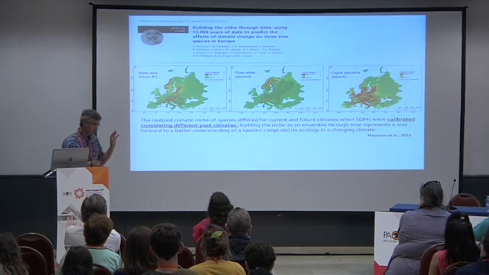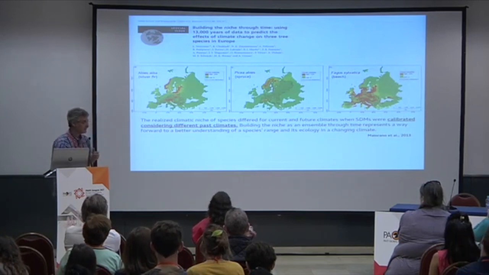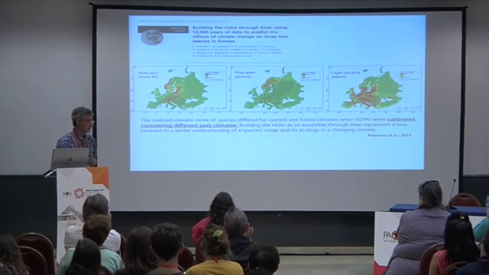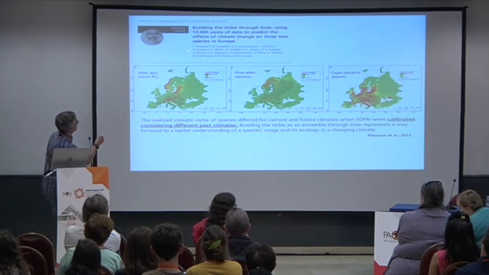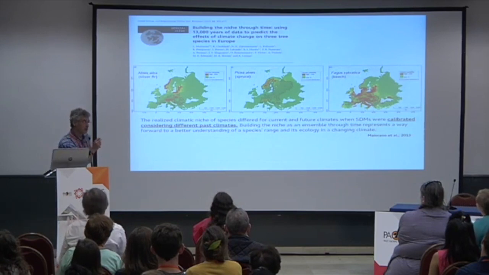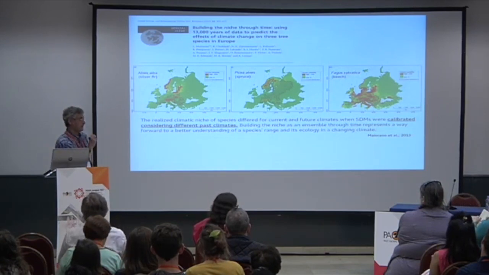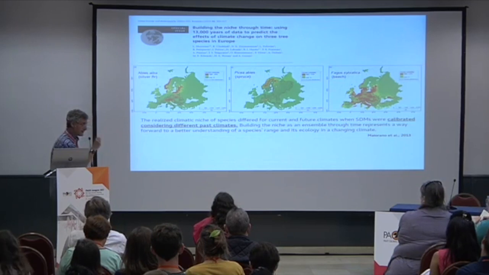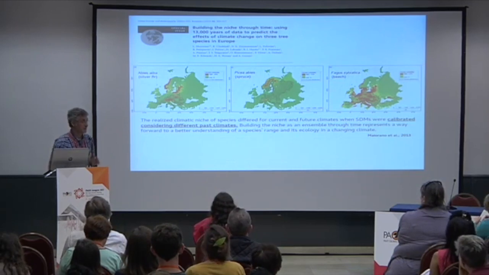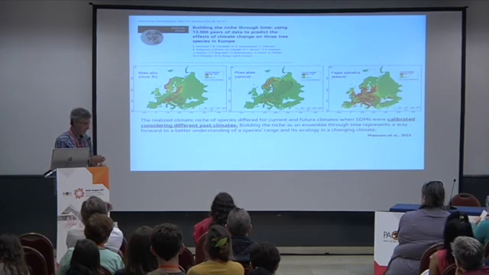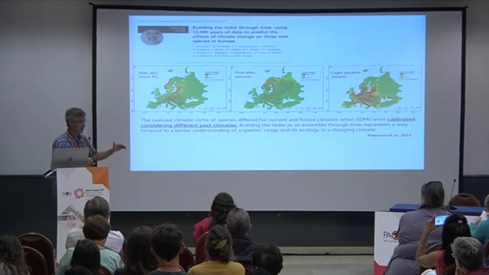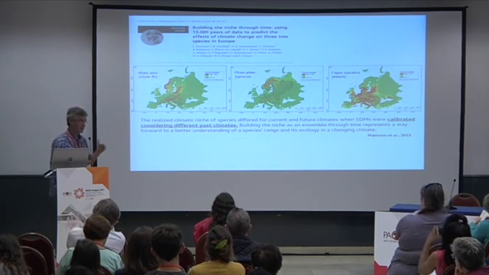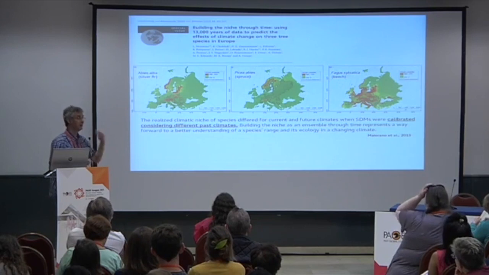In order to take into account this species adaptation through time, Luigi Marano and colleagues used this idea, and instead of calibrating the model only on the modern distribution of the species and the modern climate, they used simulated climate between 13,000 and today, and the species occurrences between 13,000 and today.